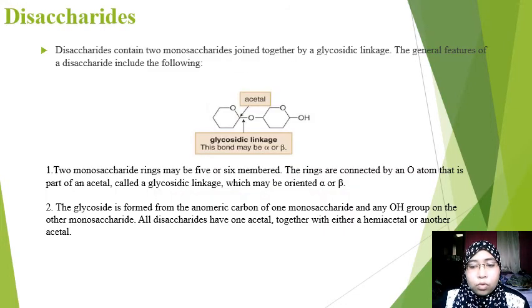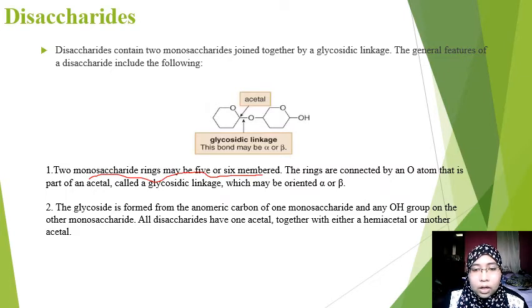Next, we will move to the second classification of carbohydrates, which is disaccharide. What is a disaccharide? A disaccharide contains two monosaccharides joined together by a glycosidic linkage. The general features of disaccharides include the following. The two monosaccharide rings may be 5 or 6 membered.